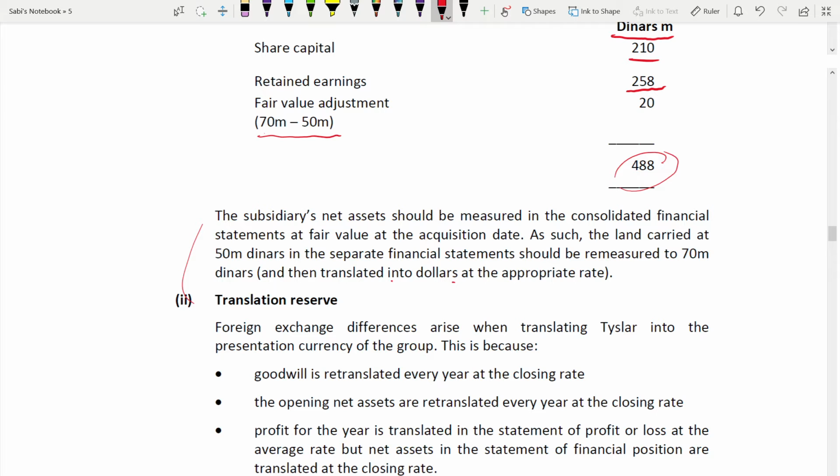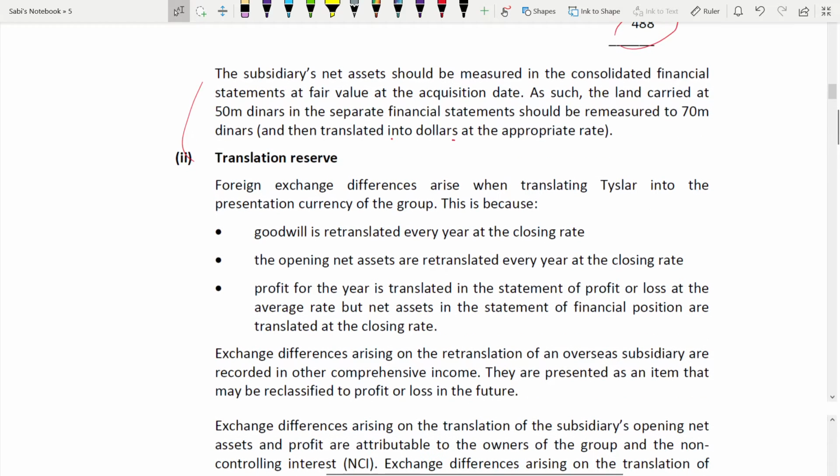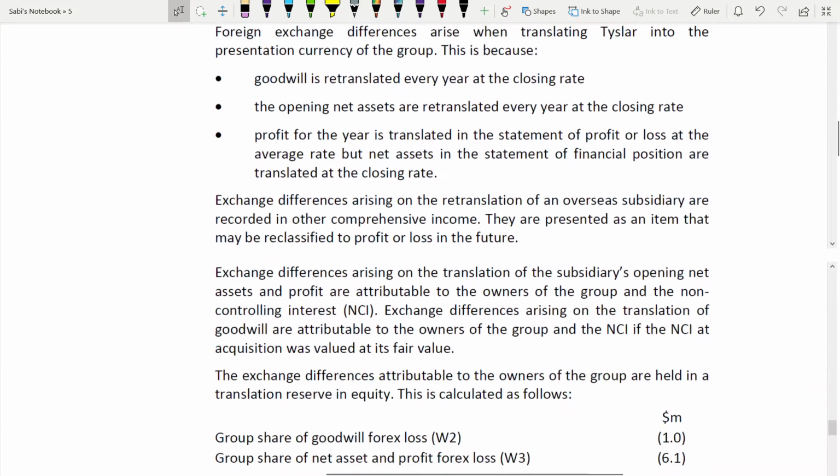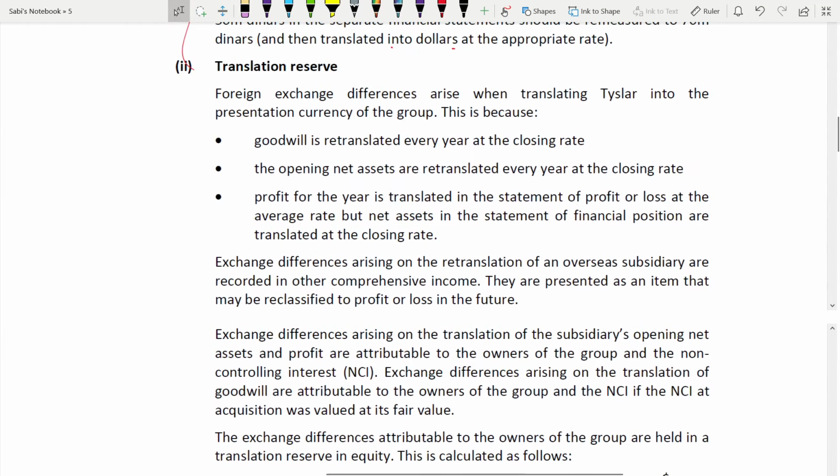Next, coming to the translation reserve. This is the second part of A. So the first part of A is over. We have got the goodwill. Now comes the translation reserve. Before going to the translation reserve, let me take a few minutes.